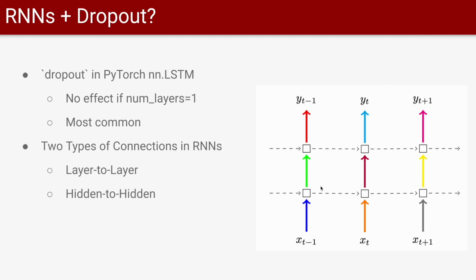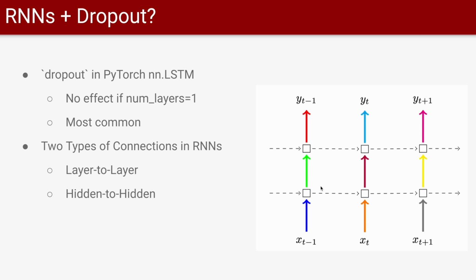Now let's think about the LSTM implementation in PyTorch. We actually have an argument called dropout here. By setting this argument, we only apply the dropout mask to the layer-to-layer connection, which is the colorful one in this figure. And this is the most common practice for applying dropout to recurrent neural networks.